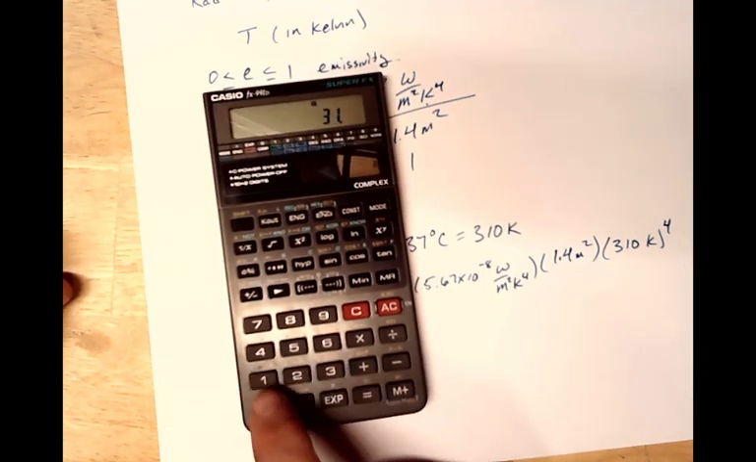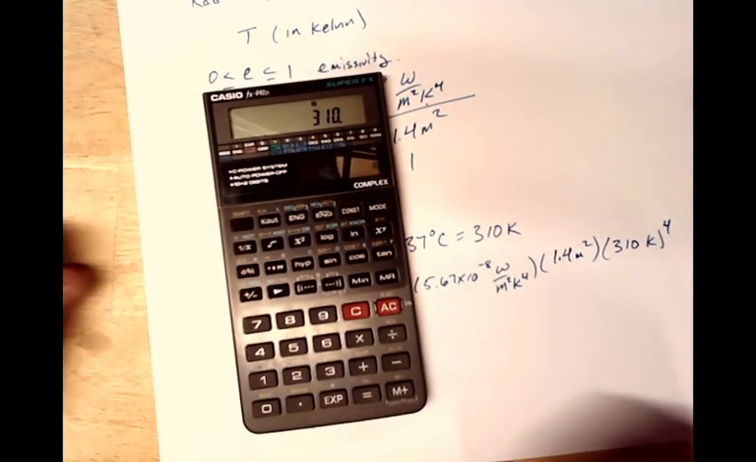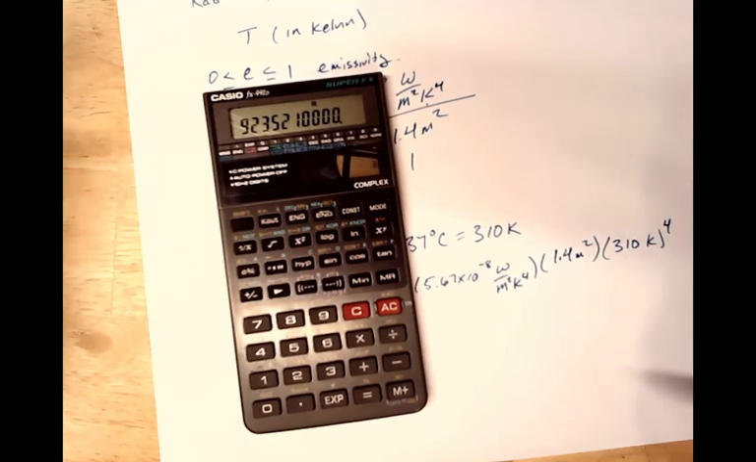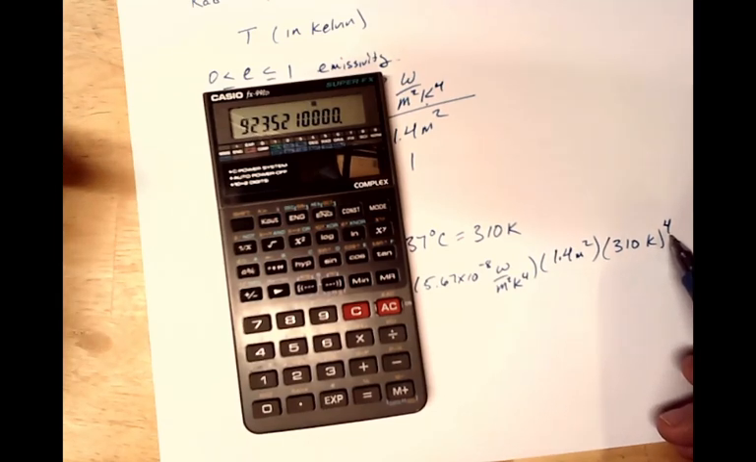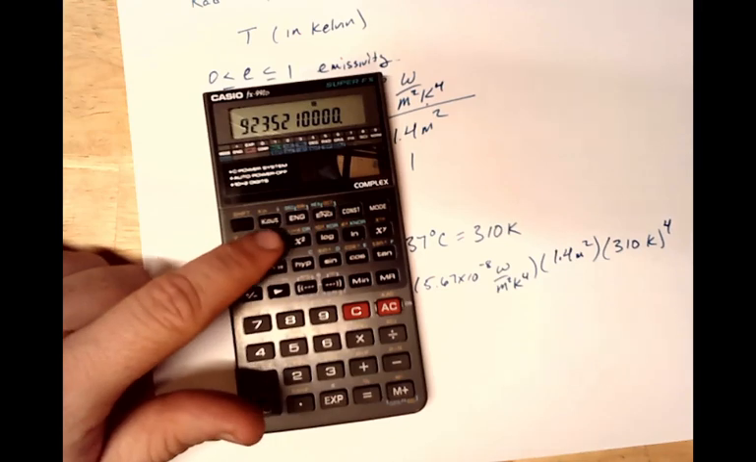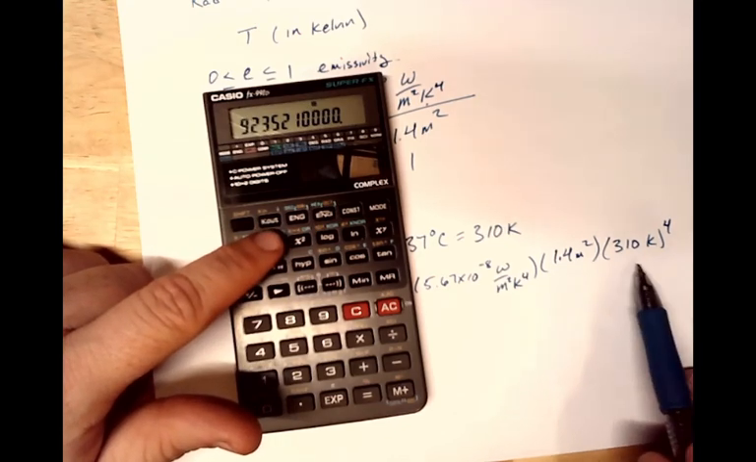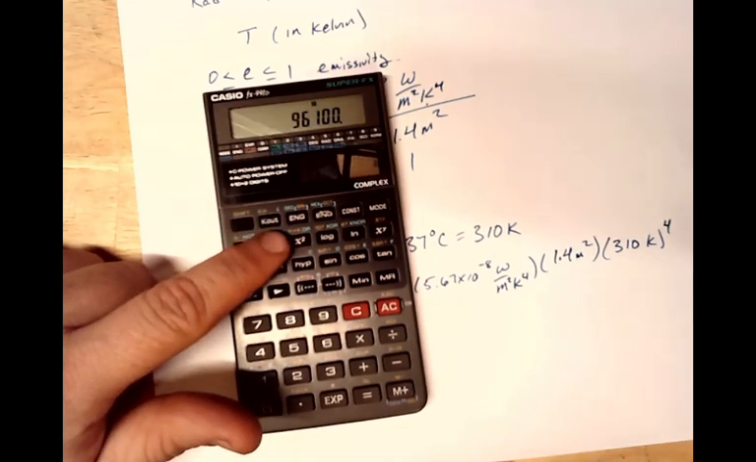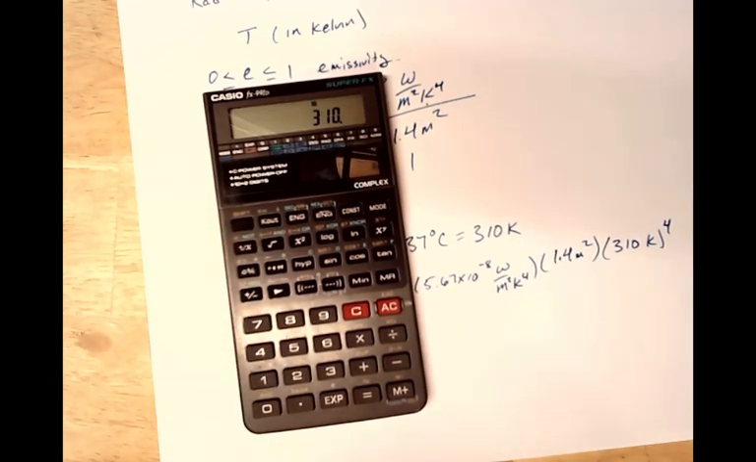If I'm going to do 310 to the fourth power, I'm going to square it, and then square it again. 4 is 2 times 2, so it's a thing squared and then that thing squared. And if I want to take the fourth root, say I want to know the temperature and I know the power, now I have to take a fourth root. Well, that's 2 square roots. If you can remember that the fourth power is 2 squares and a fourth root is 2 square roots, that's nice.